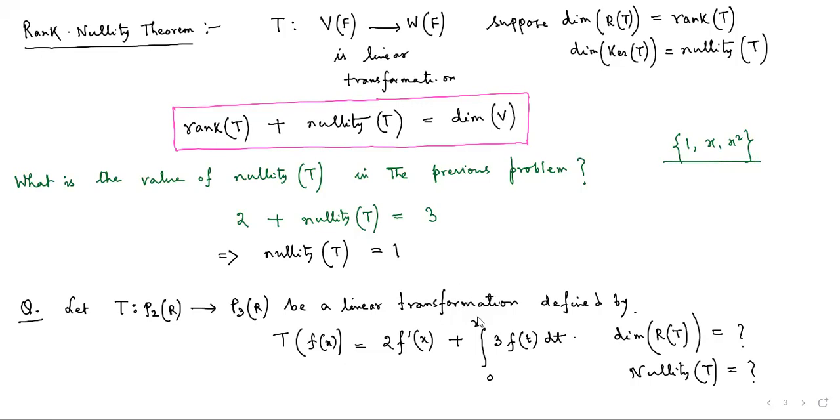First, we need to write the basis of P2R. Let us denote this by beta. And this is 1, x, x squared. Okay, now tell me next.